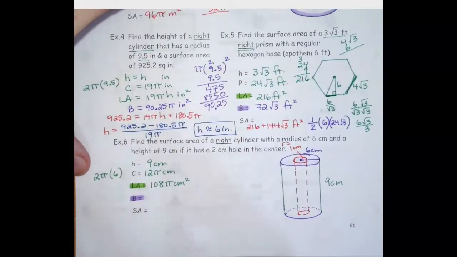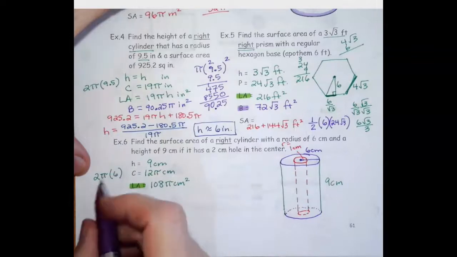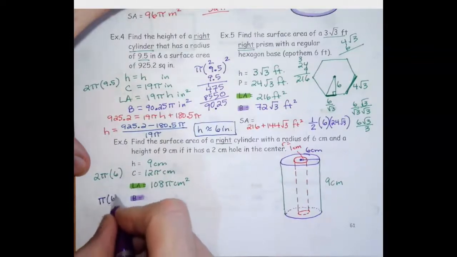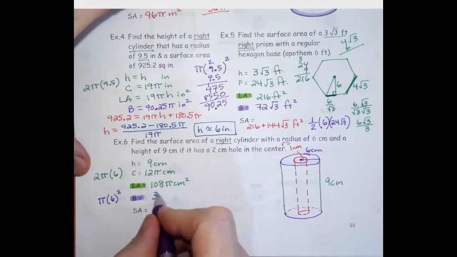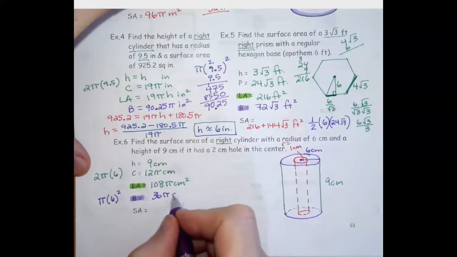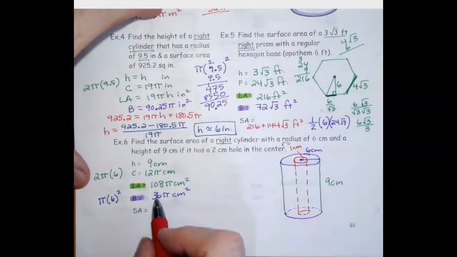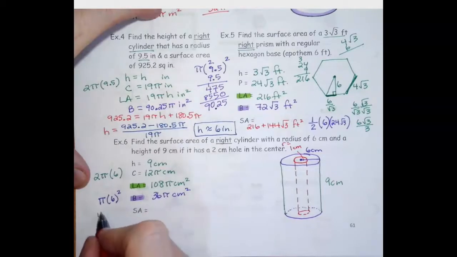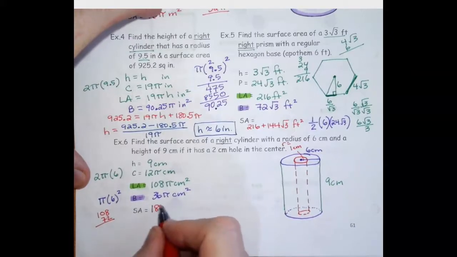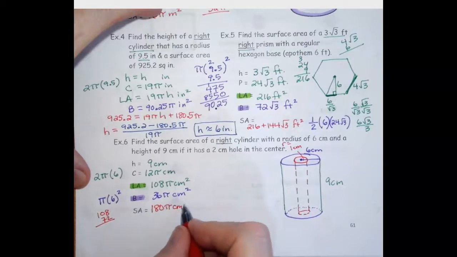Now the base is pi r squared, so that's pi times 6 squared, which is 36 pi centimeters squared. And the surface area is what we would get if we have two bases, remember? So we have 108, and then 2 times 36 is 72, so that's 180. So the surface area is 180 pi centimeters squared.